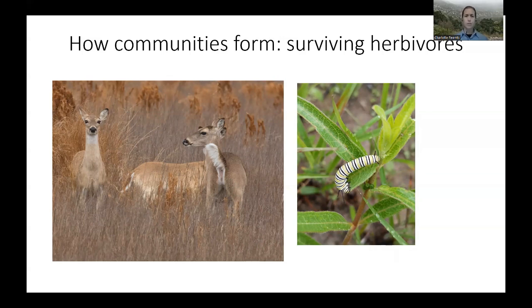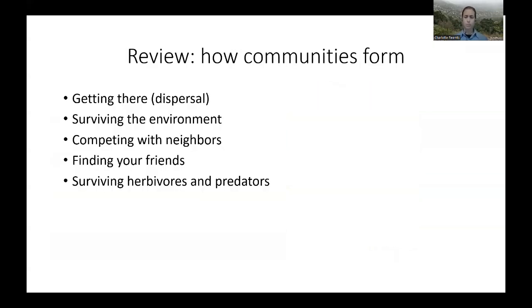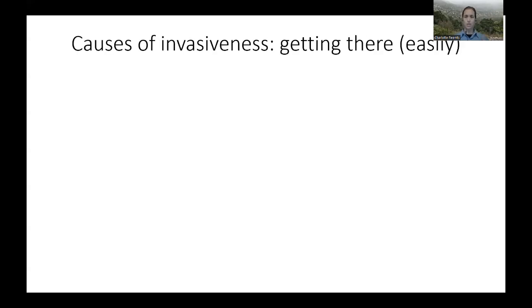All right, so let's review how communities form. So plants have to get to a place. They have to be able to survive the environment. They have to compete with the neighbors. They have to find their helpers. And then they have to survive herbivores, or the herbivores have to survive predators. So now let's think about how these five things apply to invasive species.